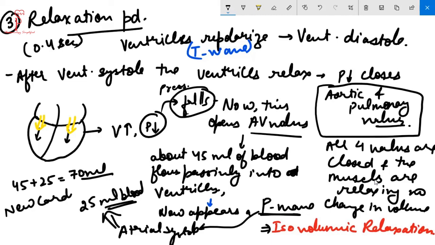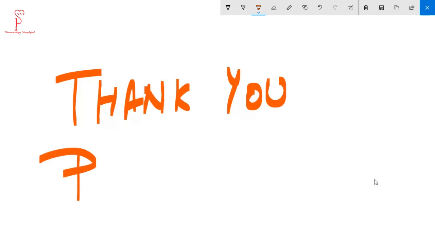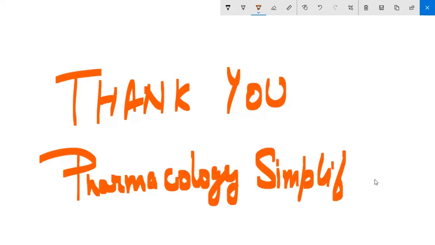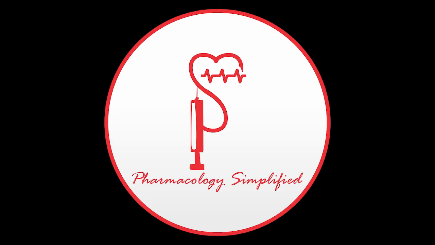One more thing you may think of, why I have not discussed atrial diastole, right? Atrial diastole happens parallel to the ventricular systole. So when our ventricles are contracting, our atria are relaxing. It is not appearing on the ECG because the QRS complex overlaps the atrial repolarization phase, right? So this is it with the cardiac cycle.